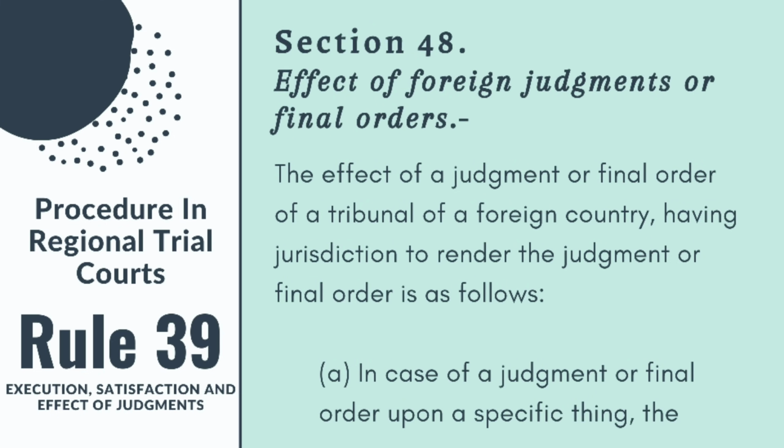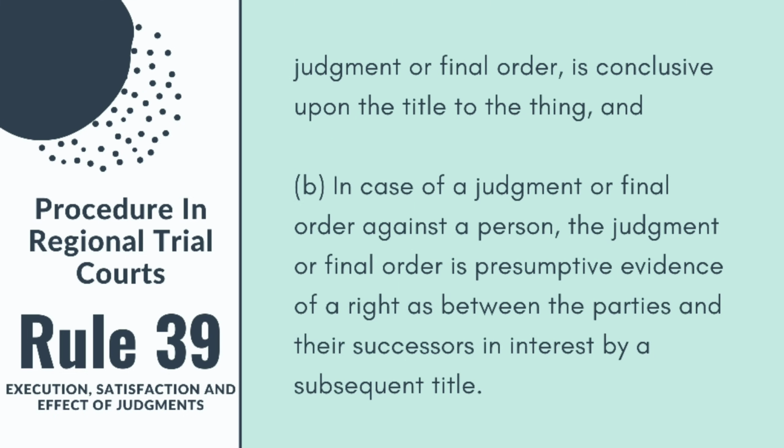Section 48. Effect of foreign judgments or final orders. The effect of a judgment or final order of a tribunal of a foreign country, having jurisdiction to render the judgment or final order, is as follows. A. In case of a judgment or final order upon a specific thing, the judgment or final order is conclusive upon the title to the thing, and B. In case of a judgment or final order against a person, the judgment or final order is presumptive evidence of a right as between the parties and their successors in interest by a subsequent title.